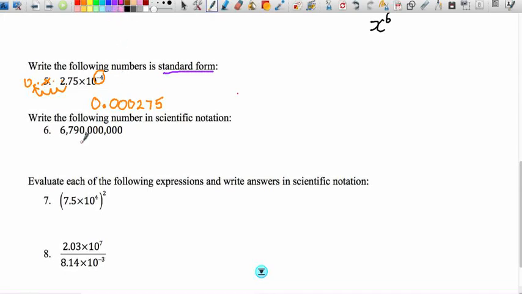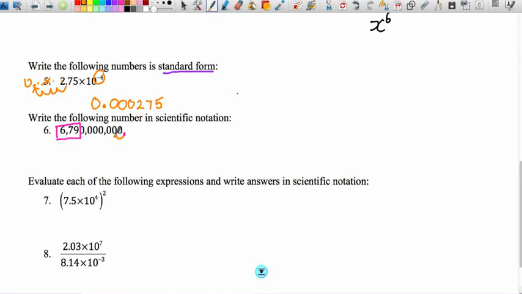The next example is the reverse. So this time I'm given a very large number, and what I need to do is write that in scientific notation. So I have my decimal place here. I need to count how many spaces to move until I'm going to get to 6.79, because that is a number between 1 and 10. And so let's count that.